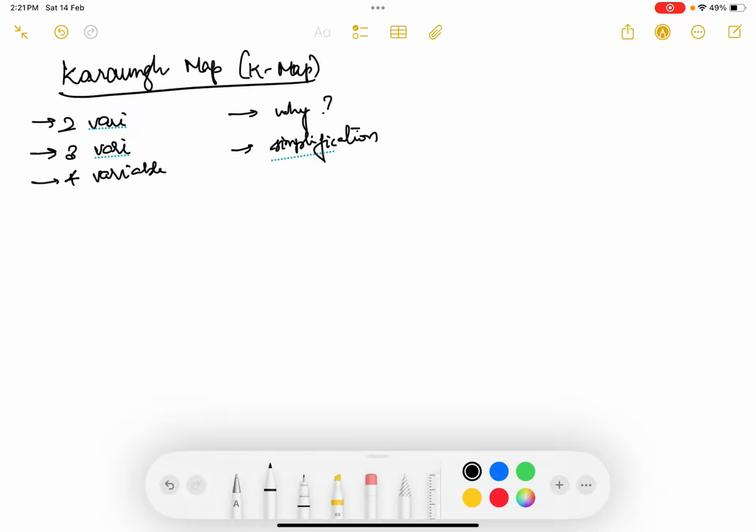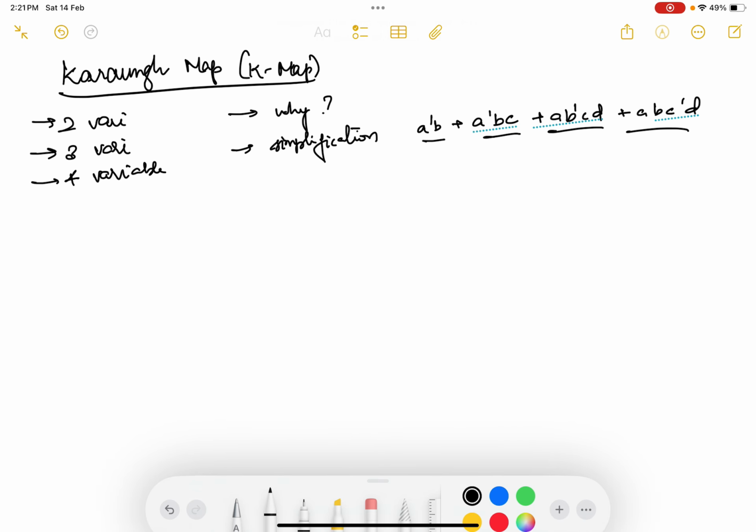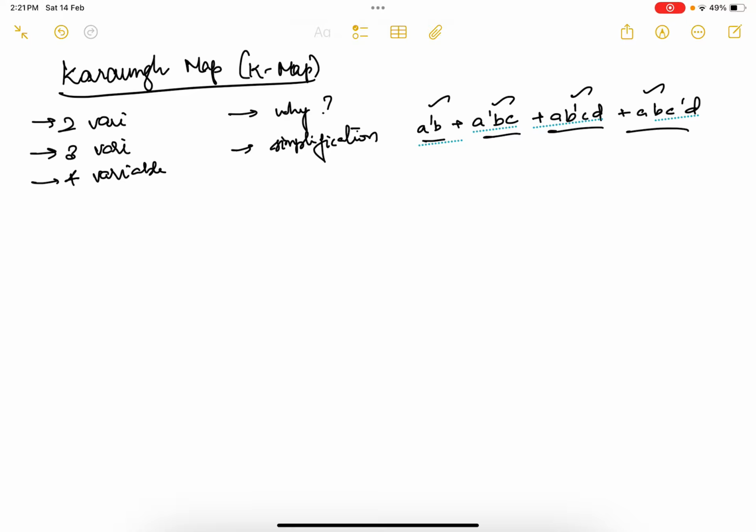Simplification of what? If you have a complex equation, for example, a bar c plus a bar bc plus a b bar cd plus a b c bar d, and so on. This is a complex equation which has four terms. This is the first term, the second term, third term and fourth term. In the first term I have two variables, in the second term three variables, in the third term four variables, and in the fourth term four variables.